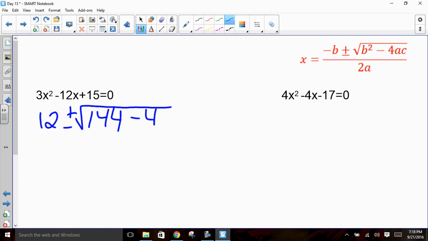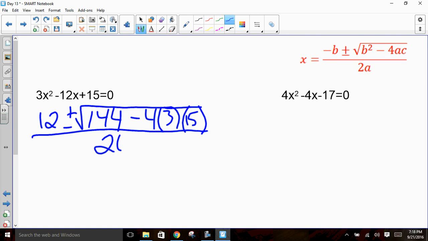I want to then write out what I'm going to multiply so that I don't accidentally forget to multiply something. So I'm going to have 144 minus 4 times 30 times 15 all over 2 times my a value of 3. So again, I'm going to put some steps together so that each problem doesn't take me 7 lines. Again, if you need that, that is more than fine.